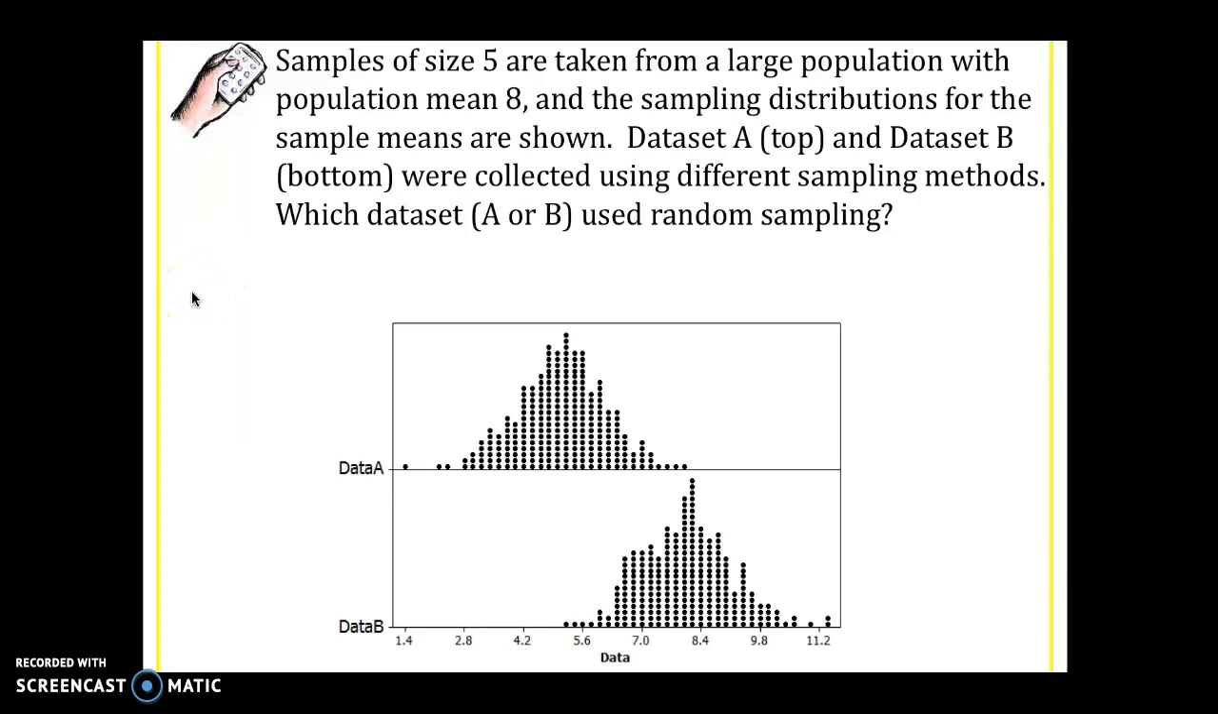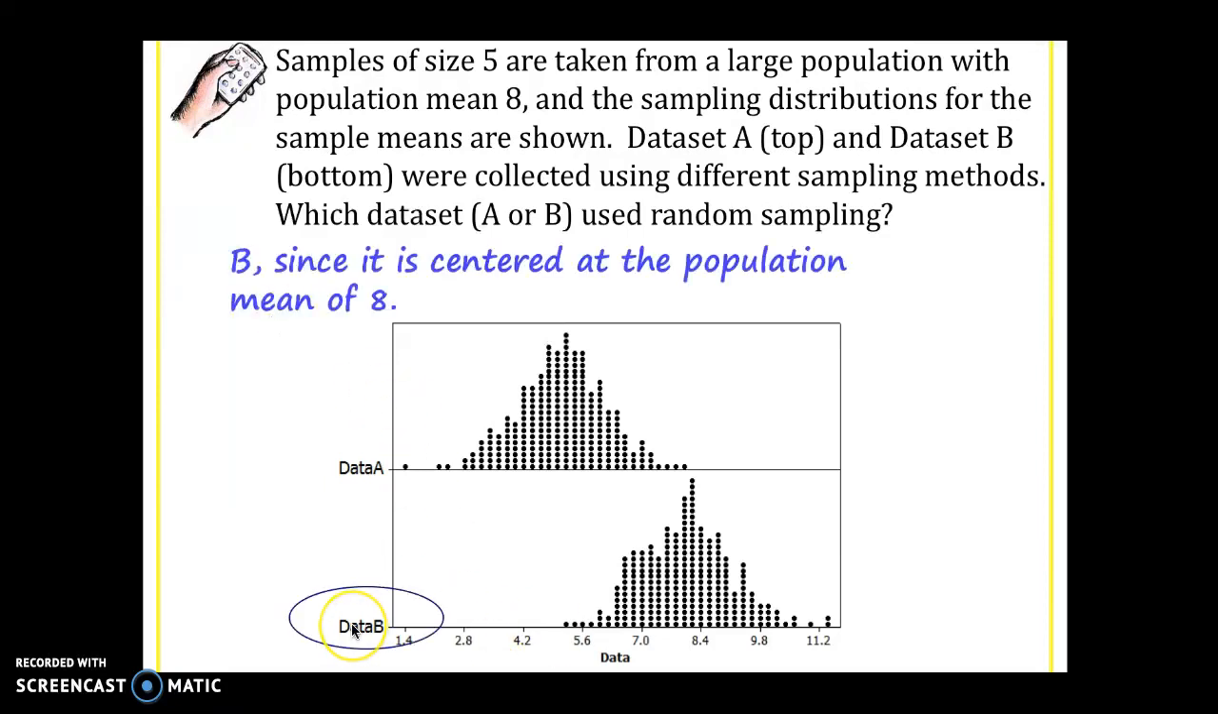Okay, here we have samples of size 5 taken from a large population. And we know the population mean is 8. We know the parameter is 8. And the sampling distributions for the sample means are shown below. We have dataset A on top, dataset B on bottom. We want to know which of these used random sampling. And the answer for that is B.